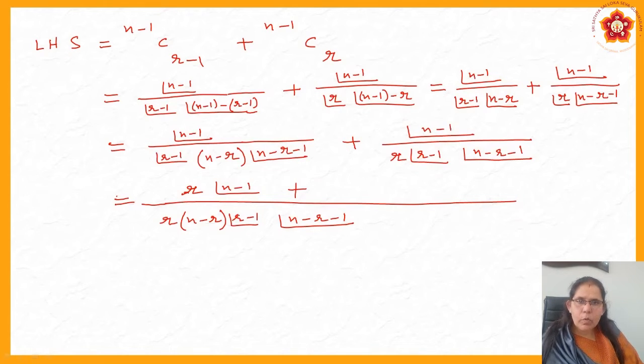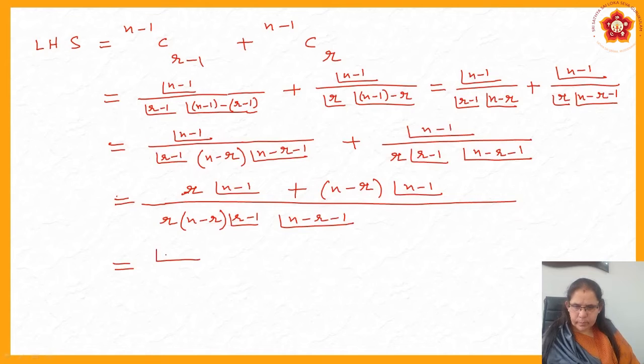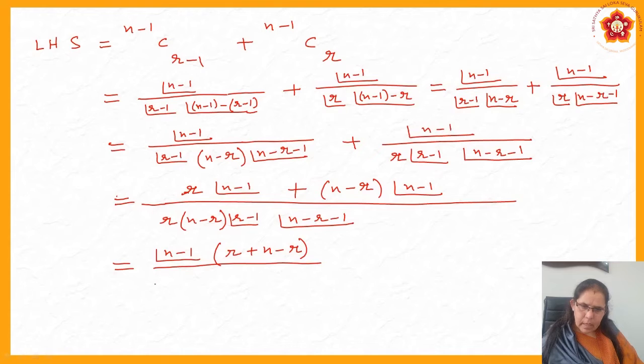Now what will come here? Just remember how we solve when we are taking LCM. So r is also there, factorial r minus 1 is there, and factorial n minus r minus 1 is there. So we only have n minus r here, and we have factorial n minus 1. Now in the numerator, factorial n minus 1 is common, and we are having r plus n minus r.